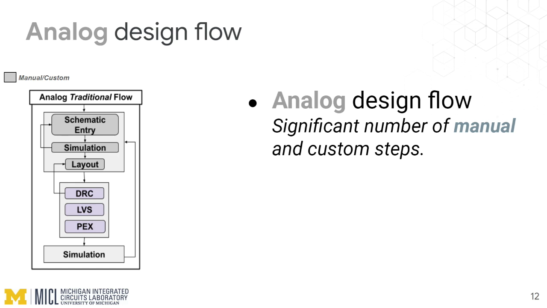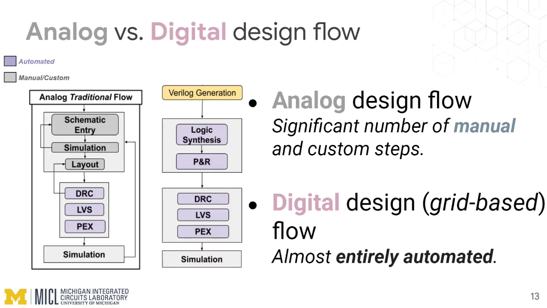But I made here a simple diagram explaining how an analog layout works. It's pretty simple. You start from schematic entry, simulation, then you do layout. Then you find out that your design doesn't work, so you have to iterate and go back and redo your schematic. And then you go to the verification steps, PEX extraction, simulation. And then you end up maybe with a design that works or doesn't, depending on the specification. While in the digital flow or grid-based flow, everything is automated or highly automated already.